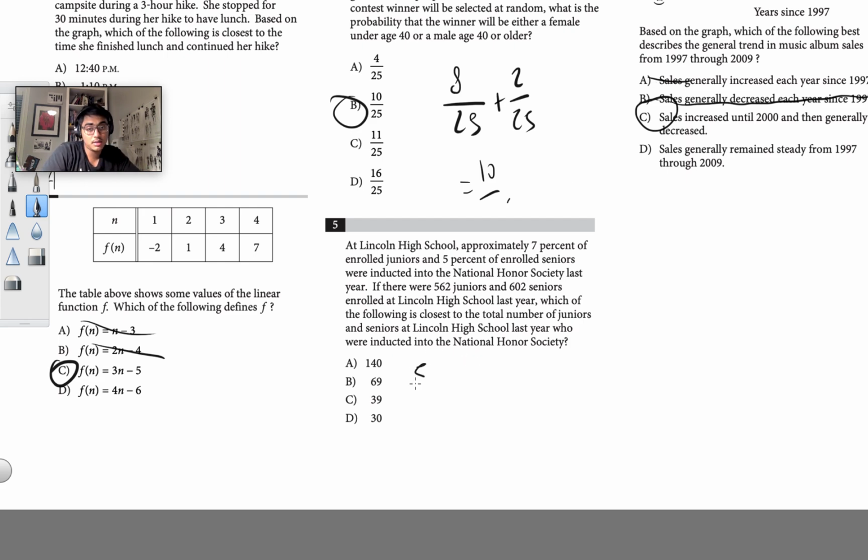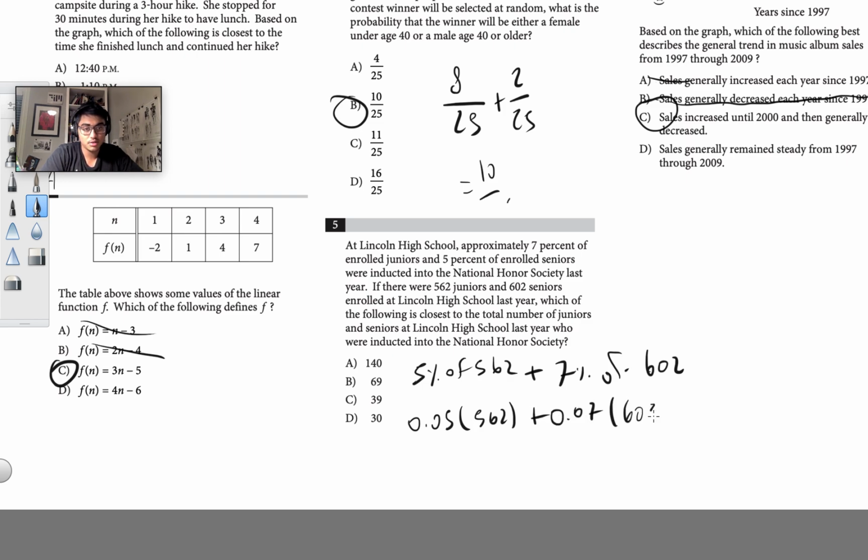So we're looking at adding up the 5% of 562 plus 7% of 602. So it'll be 0.05 times 562 plus 0.07 times 602. So let me get my calculator out. 0.05 times 562 plus 0.07 times 602, which is equal to 70.24, which is closer to 69.